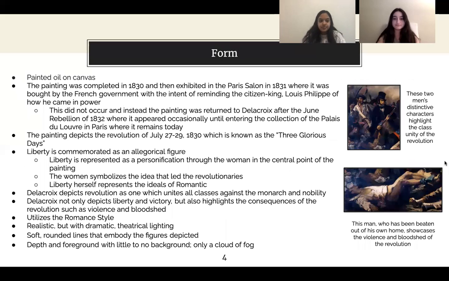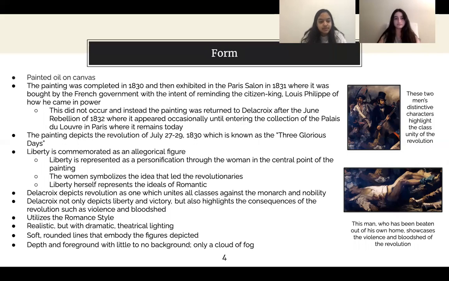It's painted oil on canvas, and the painting was completed in 1830 and then exhibited in the Paris Salon in 1831, where it was bought by the French government with the intent of reminding the citizen king Louis Philippe of how he came to power. And this did not occur, and instead the painting was returned to Delacroix after the June Rebellion of 1832, where it appeared occasionally until entering the collection of the Palais du Louvre in Paris, where it remains today.